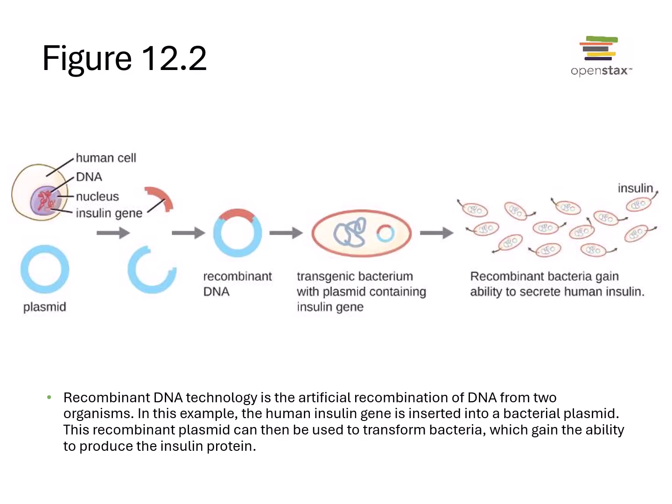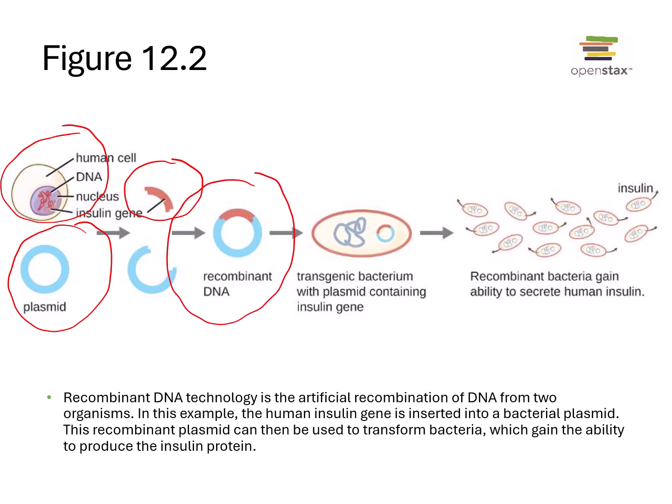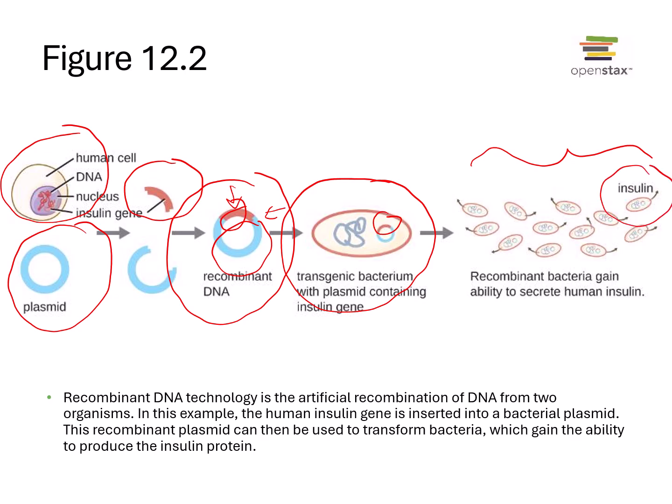This figure shows that concept visually. We have a human insulin gene taken from a human cell, and it's inserted into a bacterial plasmid. You can see we've created this recombinant DNA where we have DNA from two different species, human and bacterial. And that plasmid is then used to transform bacteria. Remember, transformation is when bacteria take up DNA from the environment, and that gives the bacteria the ability to now produce the insulin protein. So all of these cells, as they divide, will be producing insulin protein. And this is the basic workflow behind most gene-based biotechnology.